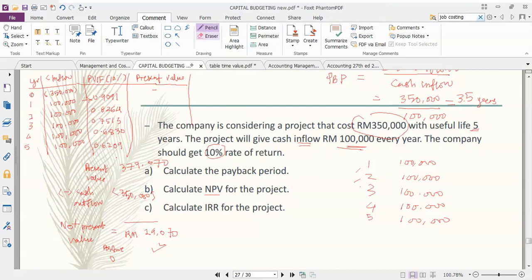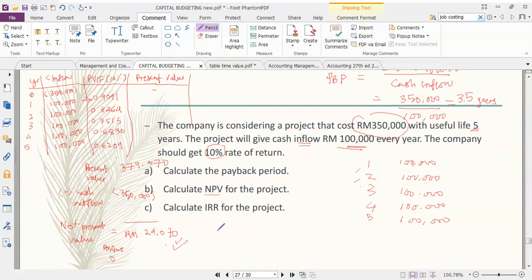So the decision, the conclusion is, the company should accept the project because it gives the company a positive net present value more than 0. 29,070. So the company should accept this project. That is the conclusion.